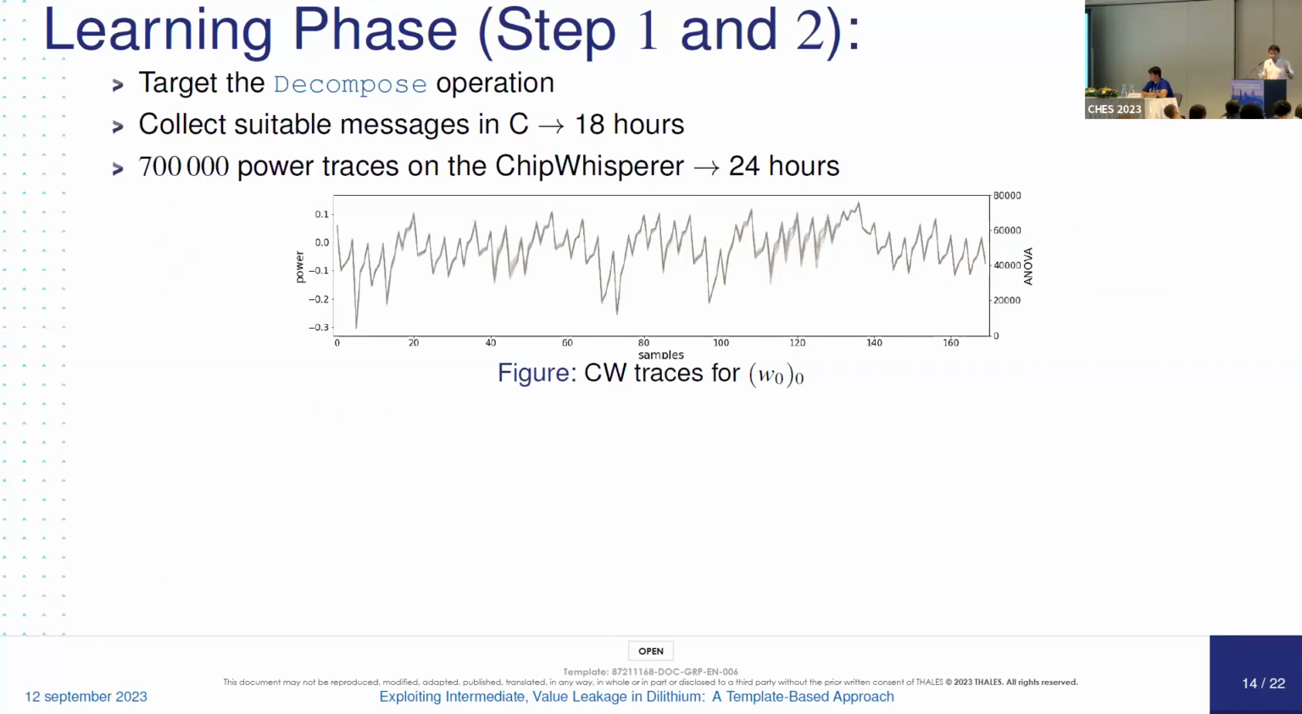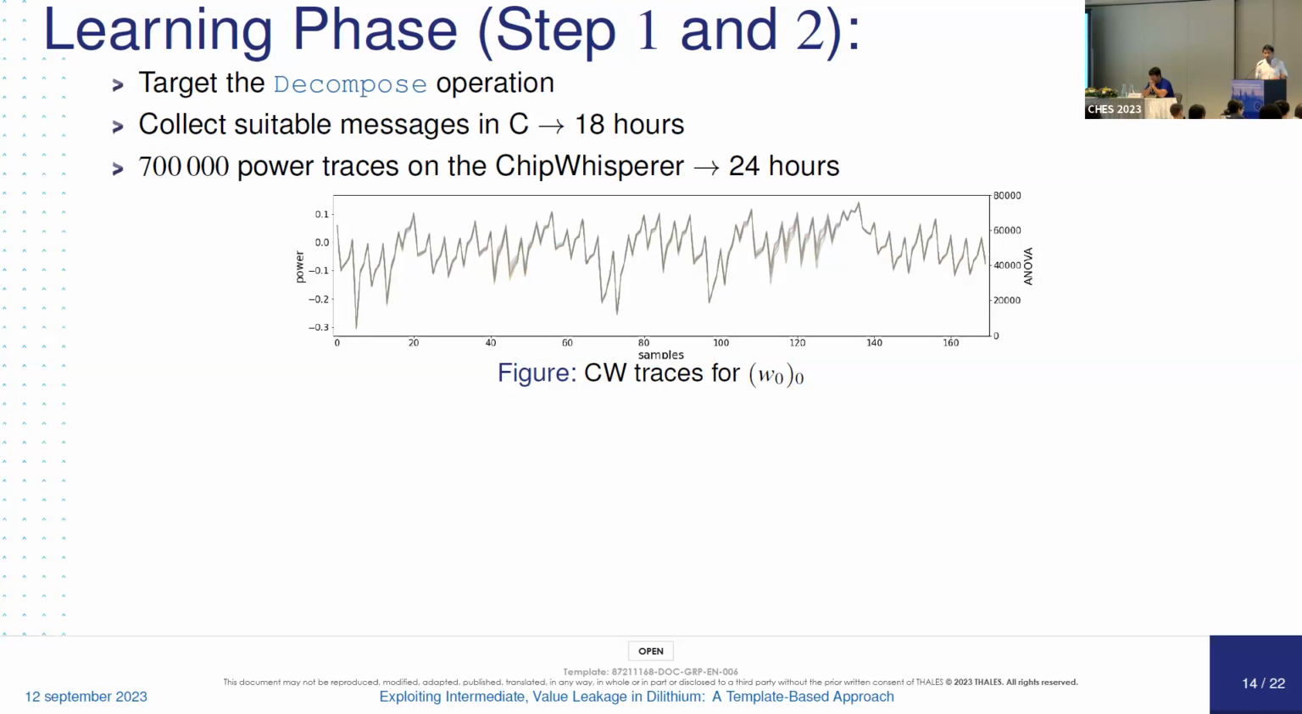So as I said, here we targeted the decompose operation and we had to acquire enough messages to have enough representatives for each of the 9 Hamming weight classes for each of the 4 bytes. And so this took around 18 hours on a standard PC. Then for each of those messages, we had to acquire the corresponding power trace on the ChipWhisperer. And this lasted another 24 hours.